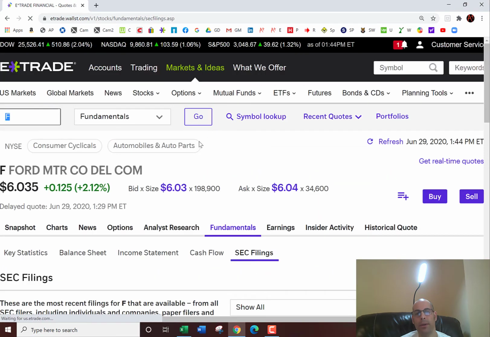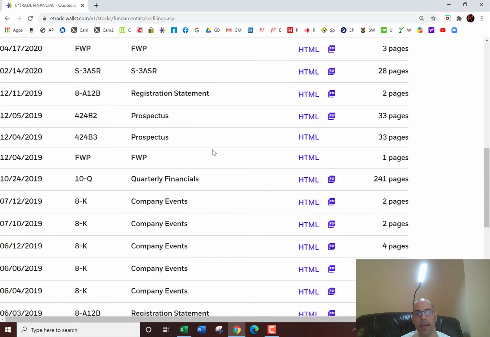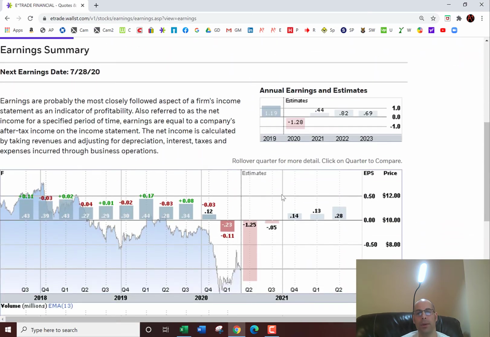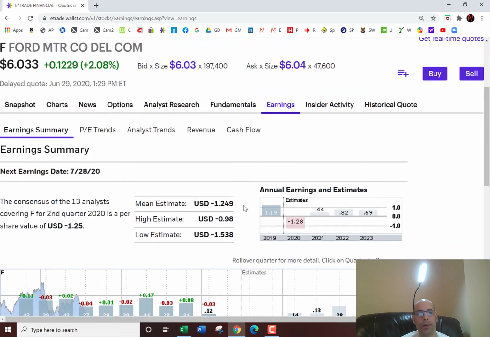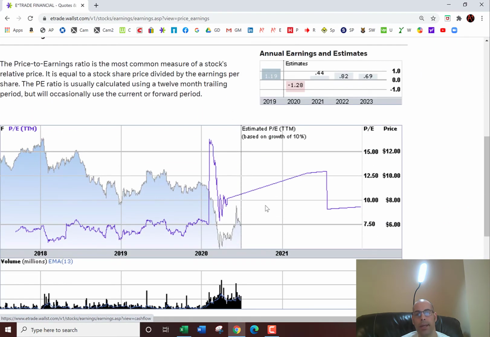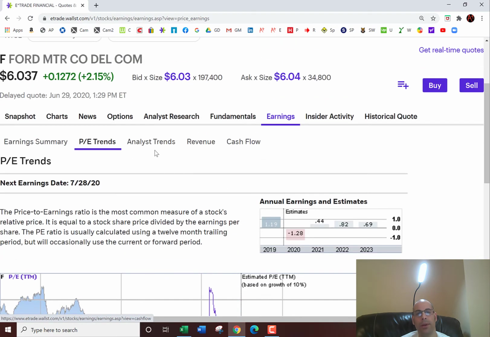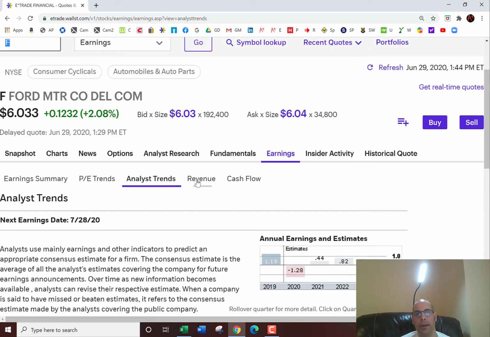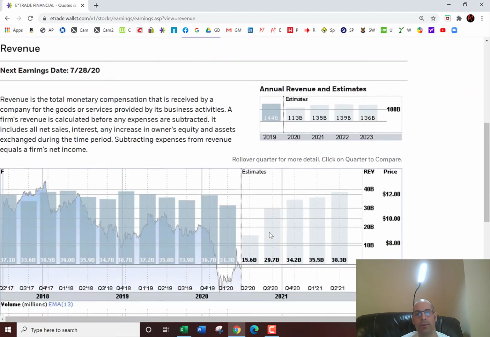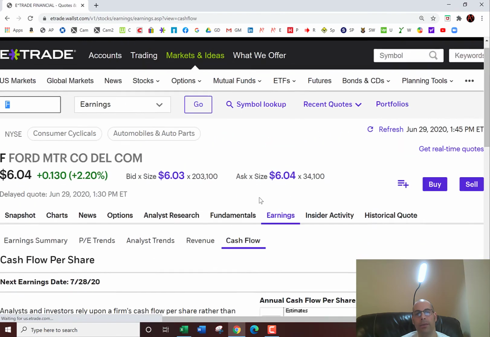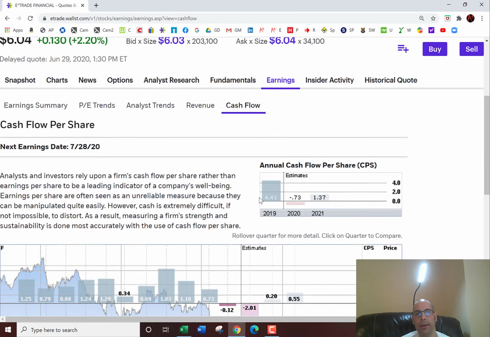SEC filings, so you could find all the 10Ks, 10Qs, 8Ks, all those great documents in here. We go to the earnings section and it gives you a prediction of future earnings. We could look at the PE trends of the past and the future. We could look at analyst trends, what the analysts project the company to look like. We could look at revenue in the past and the future. We could look at cash flow in the past and future as well.